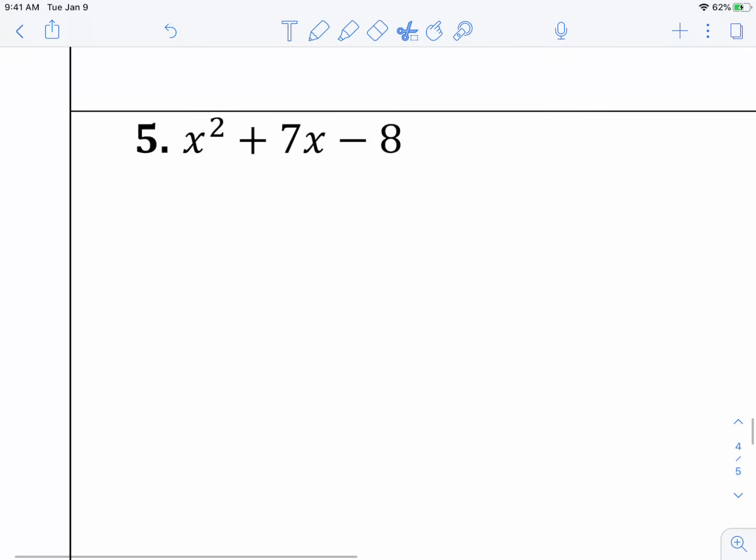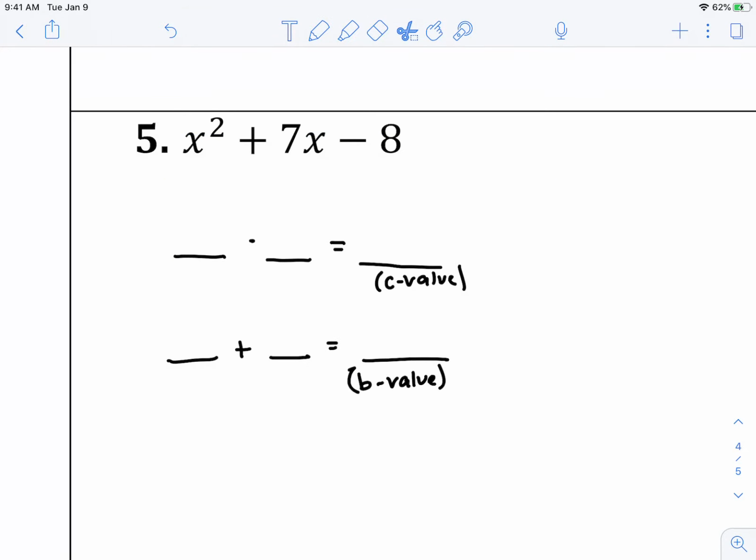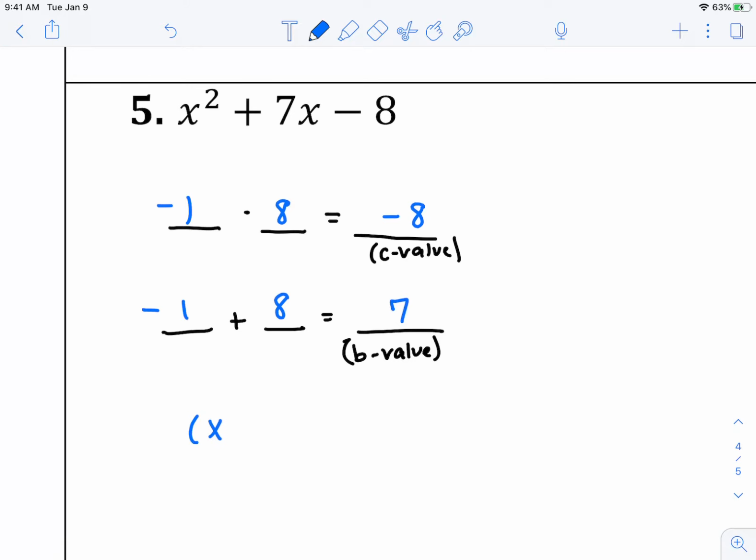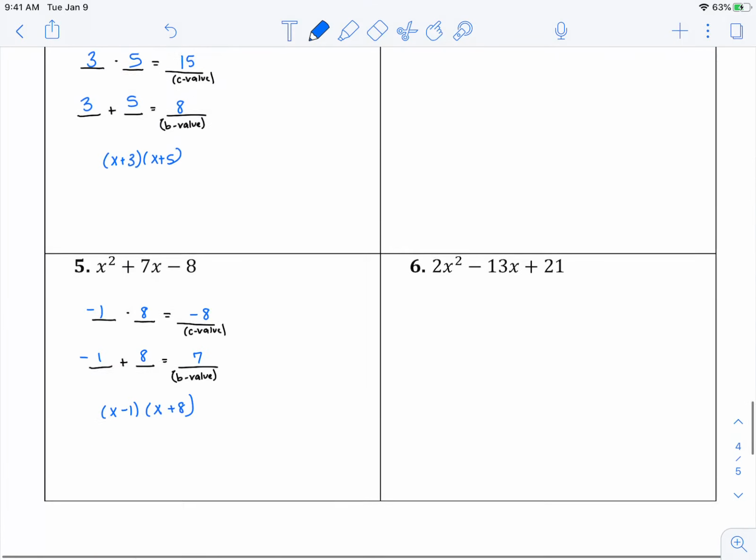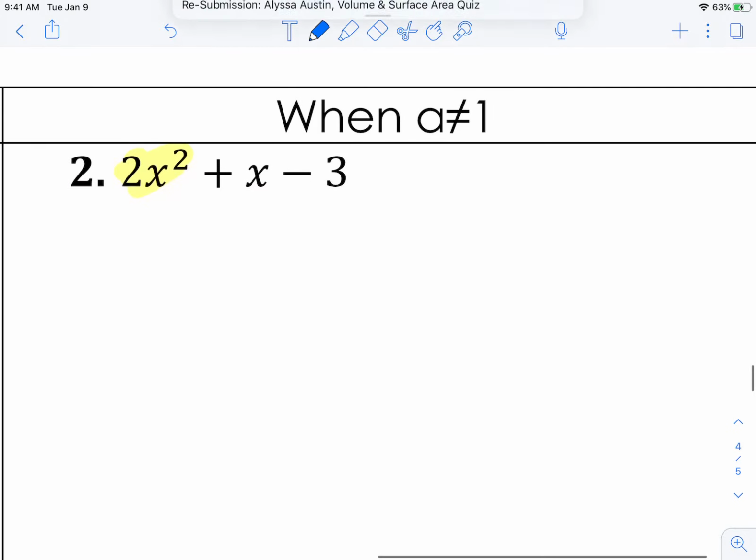Okay, and then number 5. I need two numbers that will multiply to be negative 8, but add to be 7. So I'm thinking 1 and 8. But I do need one of those to be negative, and I need the 1 to be negative. So it'll be x minus 1, x plus 8.